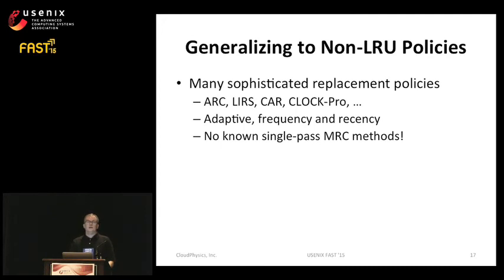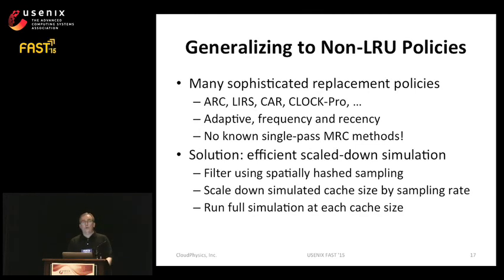Many sophisticated caching policies have appeared in the literature, including FAST, that outperform LRU in many cases, such as ARC, LRS, CAR, and ClockPro. But these are adaptive policies and they're not stack algorithms, so there's no known single pass method like Mattson's to speed up their analysis. Our solution is to use simulation, as in the old pre-Mattson days. But our simulation is scaled down in 2 dimensions.